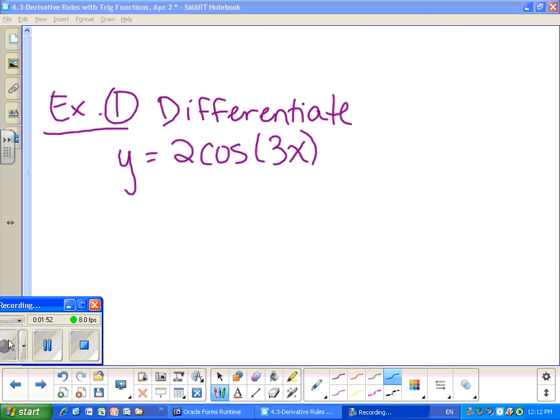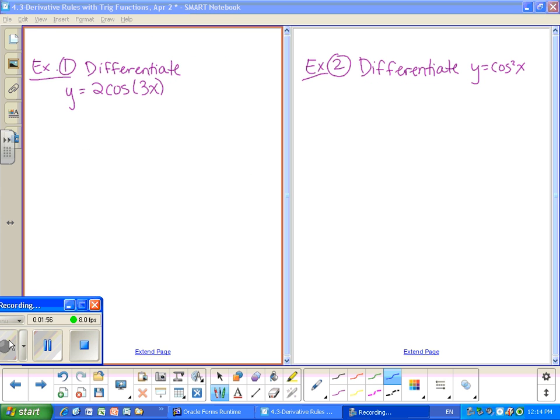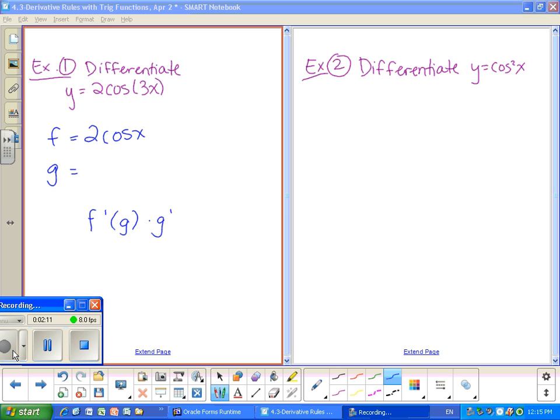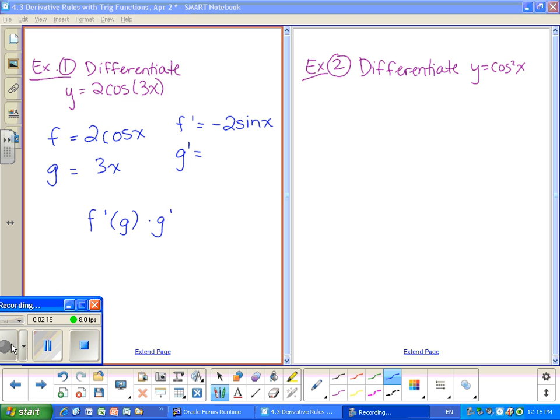So we're going to do this example. So this is actually a chain rule. So if we had to say what our f and our g are, because remember chain rule is the derivative of the outside with g inside times g prime. What would be our outside function here? The inside function is 3x. And now we can take the derivative of those. And then we have 3.